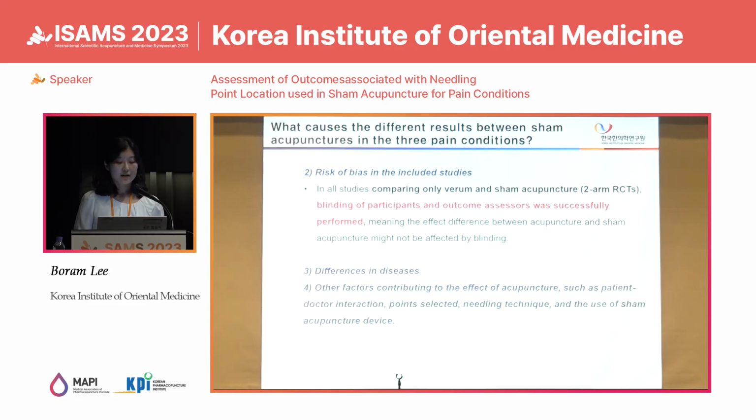Second, it might be due to risk of bias in the included studies. However, in all studies comparing just verum and sham acupuncture in the 3 pain conditions, blinding of participants and outcome assessors was successfully performed, meaning that the effect between acupuncture and sham acupuncture might not be affected by blinding. In addition, differences in diseases and other factors contributing to the effect of acupuncture might affect the result.